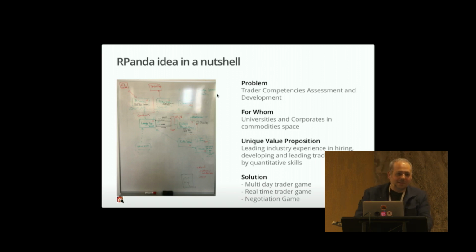For those of you who have dealt with starting a startup or participating in one of these startup weekends, that's one of the things they usually do. So you basically have a problem. The problem we're trying to solve is trader competency assessment and development. We're trying to solve that for universities and later on for corporations. And the solution we provided, which we have been testing over the past year, is effectively 3 tools.